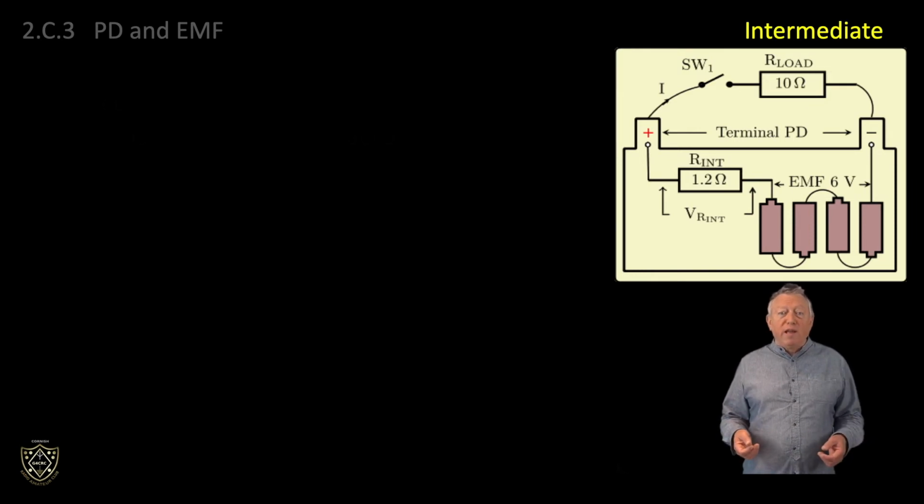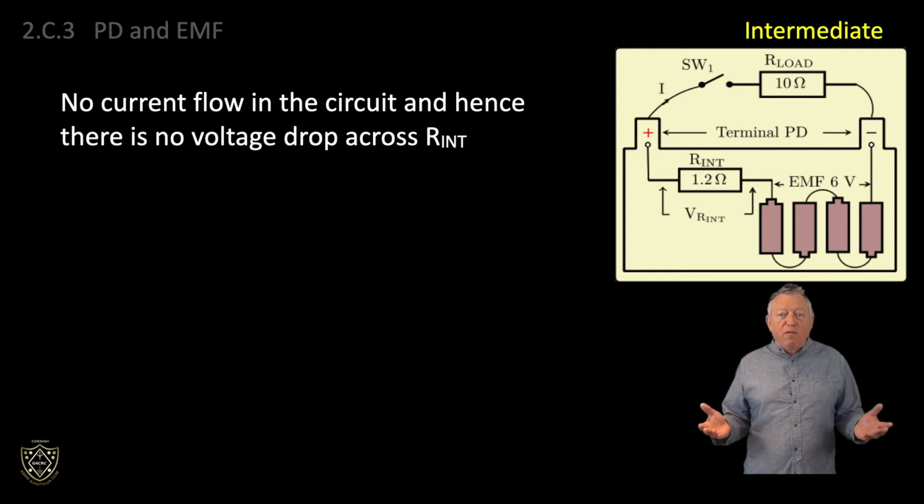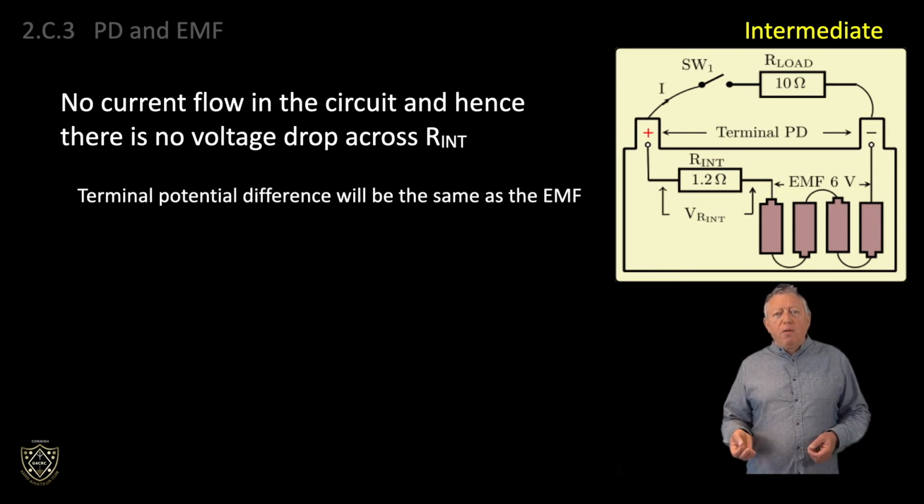If SW1 is open, there is no current flow in the circuit, and hence there is no voltage drop across Rint. The terminal potential difference will be the same as the EMF, i.e. 6 volts.